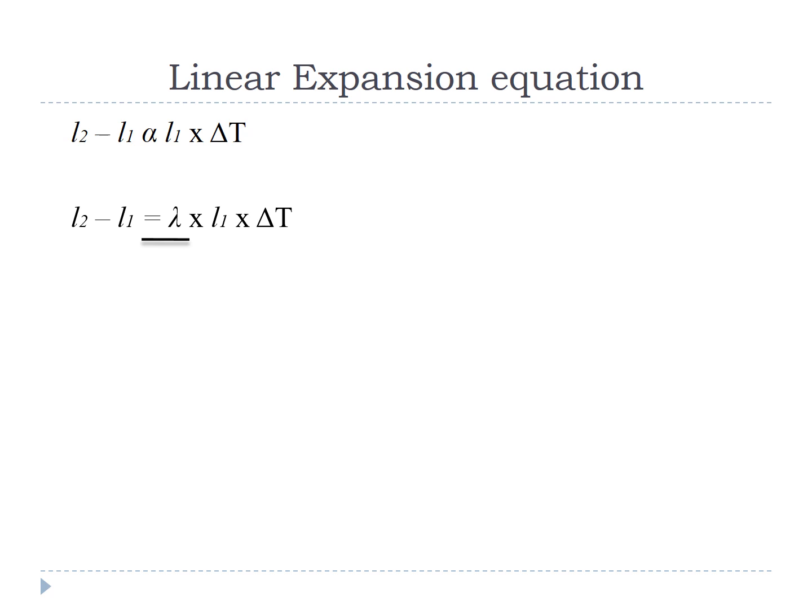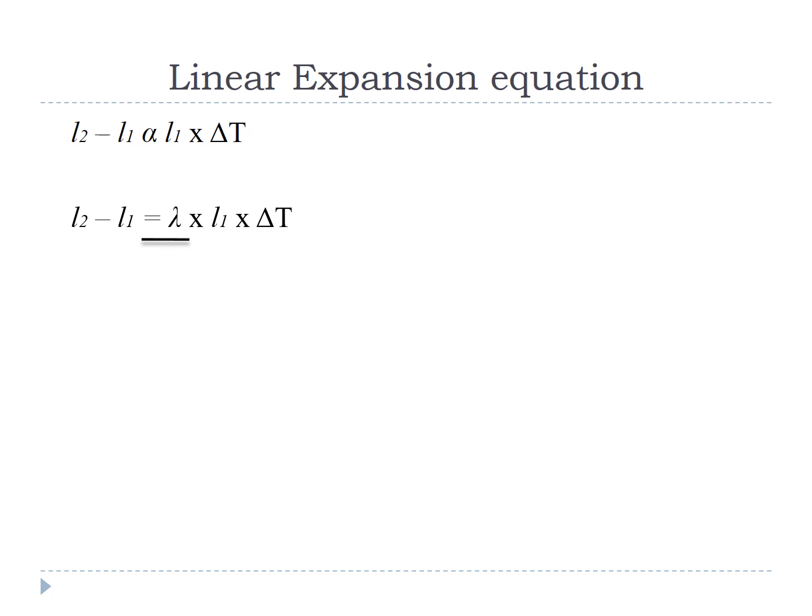Whenever you want to change what you have written, where you have a proportional sign, into an equation, you need to have a constant, and the constant that you see here is lambda. This lambda is called the coefficient of linear expansion. So how do I read this? I read it as L2 minus L1 is equal to lambda into L1 into delta T.